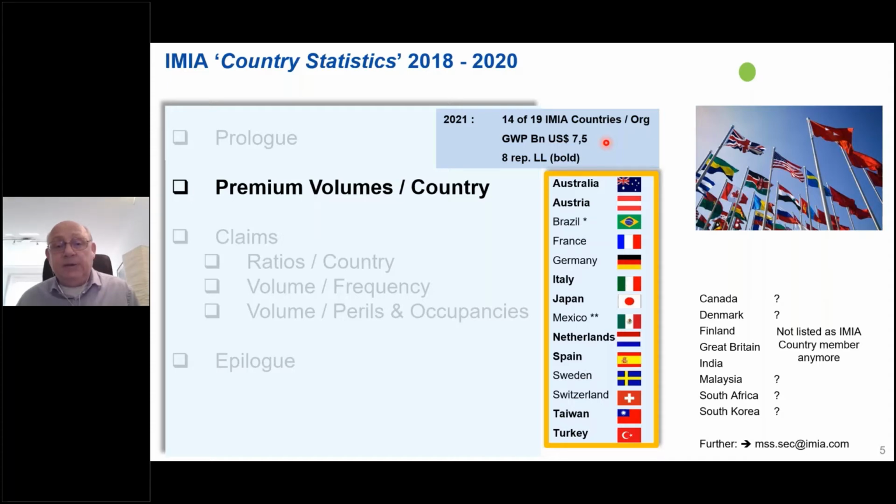8 of these countries have reported also to the large loss question. Have you got large losses? How many? What size? What type? And all these sort of things, which I then show you later on. So this is where it starts. Unfortunately, we have lost some countries in the past years. On the bottom right, you see countries who have contributed in the past. And I would be very much excited if we can re-win some of these countries for country statistics in the past.